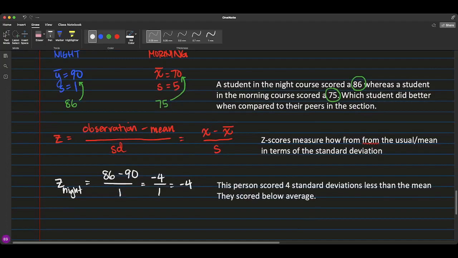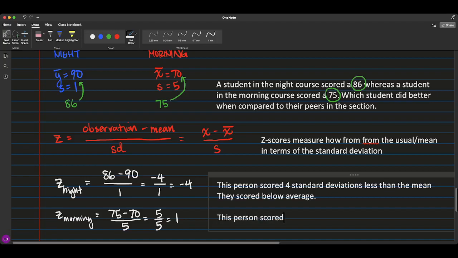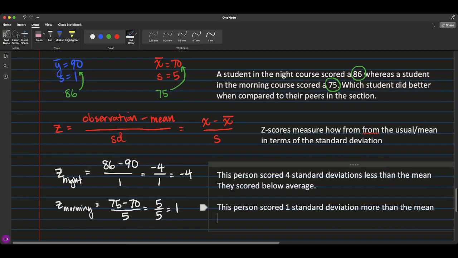Let's now calculate the z-score for the person in the morning section. So z morning. Well, what was their observation? 70. I'm sorry, 75. What was the average from the morning? 70. And what was the standard deviation? 5. 75 minus 70 is 5. And 5 divided by 5 is 1. So how did this person score? This person scored 1 standard deviation more than the mean. In other words, they scored above average.